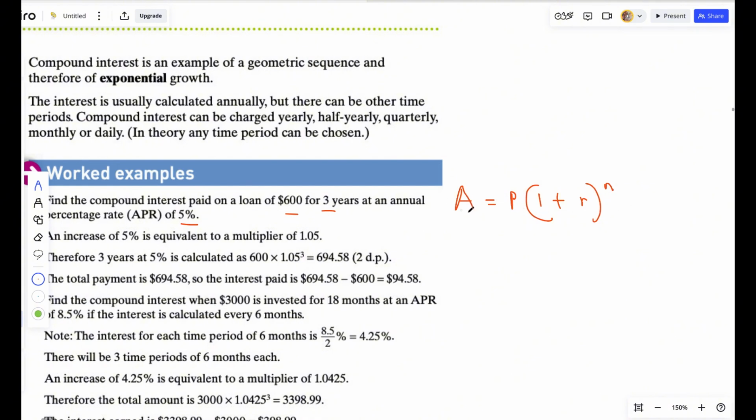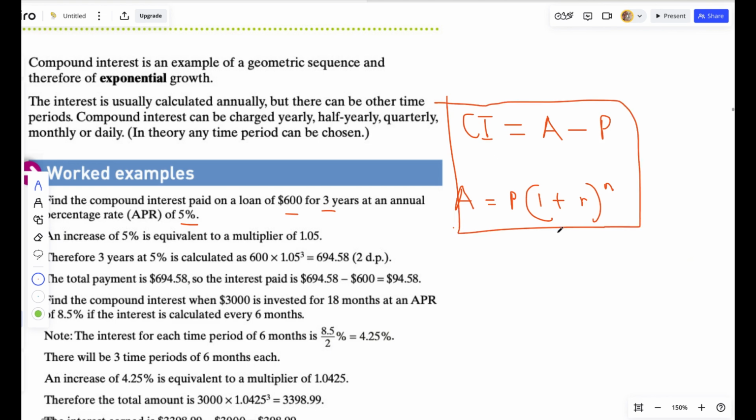And we know the principal is 600, so let's calculate the amount. Remember, they say we should find the compound interest. When we calculate the amount, then we can calculate the compound interest. Compound interest is equal to the amount we are about to calculate minus the principal. Amount minus the principal will give us the compound interest. These are the 2 basic equations you need for compound interest. There is a third equation, with a minus, for exponential decrease, but these two are the most popular.